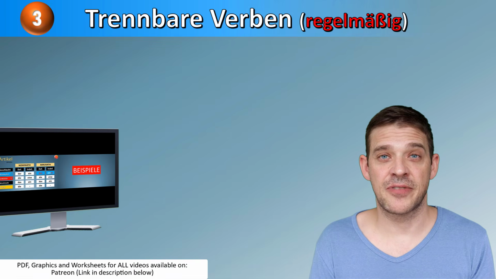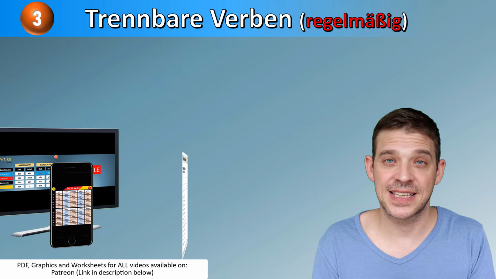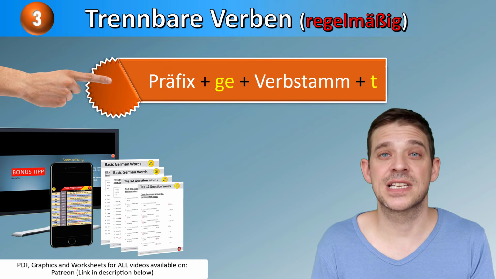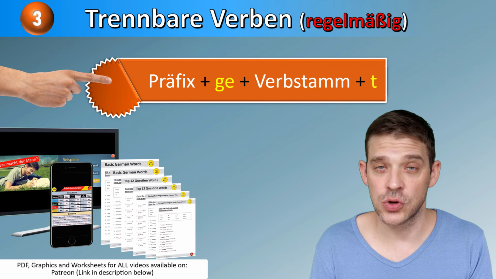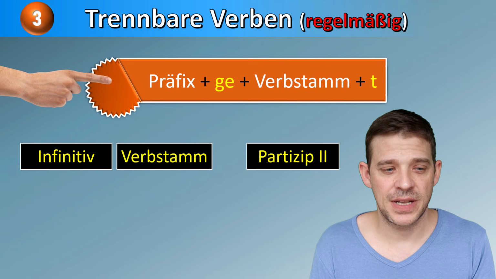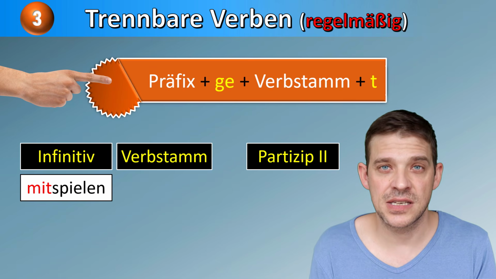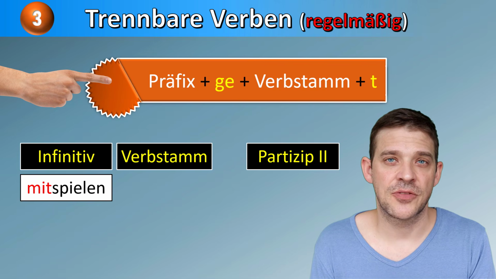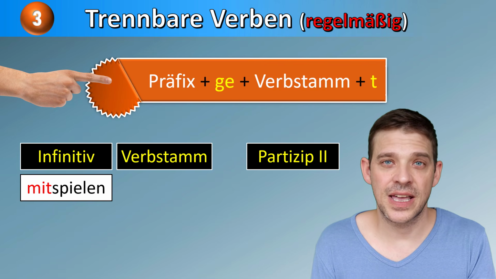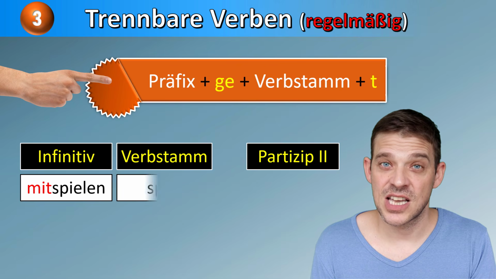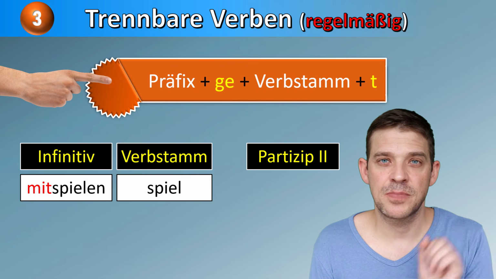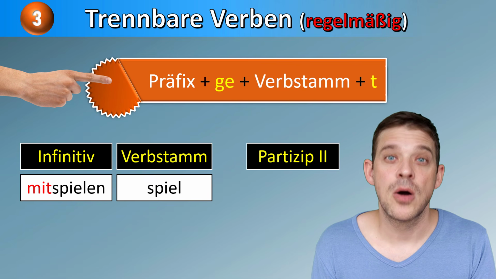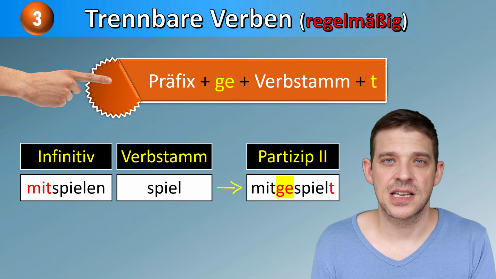Nummer 3, trennbare Verben, separable verbs. And here the rule is Präfix, prefix, plus ge, plus Verbstamm, plus t. Zum Beispiel das Verb mitspielen. Spielen heißt to play along, to play with somebody. Spielen is a regular verb, therefore the whole thing is regular. Der Verbstamm ist spiel, and the prefix doesn't belong to the Verbstamm. So the Partizip would be prefix mit, gespielt.